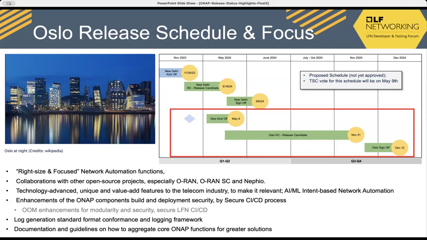Security is also very important, so we want to enhance ONAP component build and deployment security. Currently we are using the Jenkins CI/CD process, but we're thinking about making a secure CI/CD. We have some kind of study using OpenSSF Fresca. We just discussed this at the ONAP SECCOM Security Committee. We talk about how to secure the CI/CD itself, because we also generate SBOM.